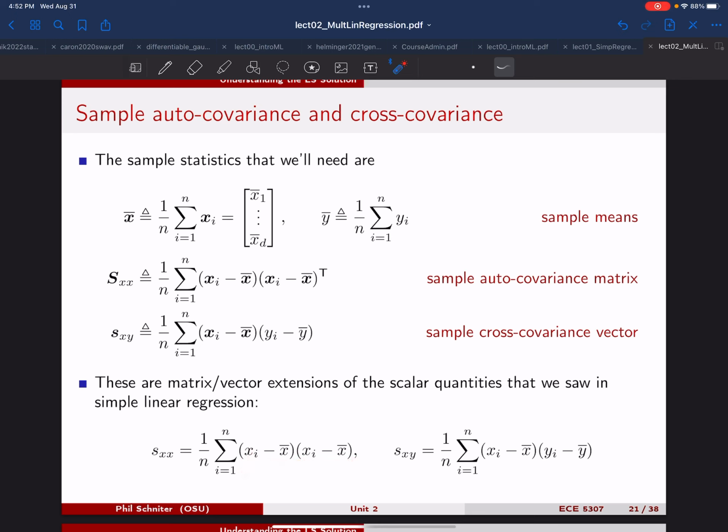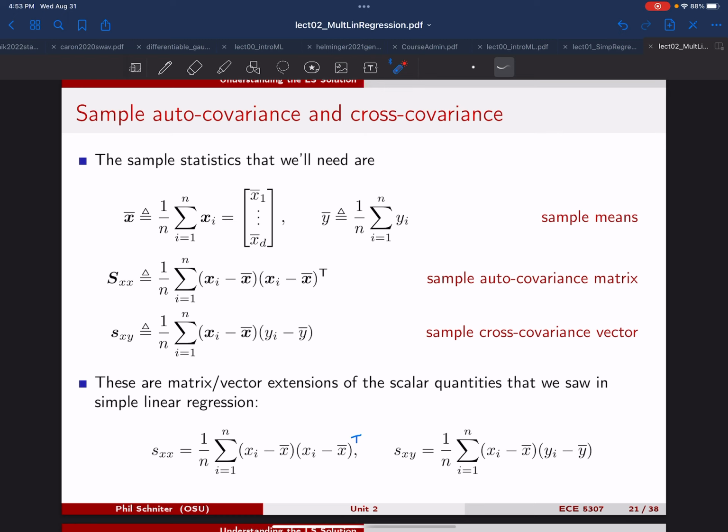So now what happens if xi is a column vector? We can still do this. We just need to transpose. I'll even put the transpose here because it doesn't change if it's a scalar. I'll just transpose it. And now I get this definition. This thing is called the sample autocovariance matrix.